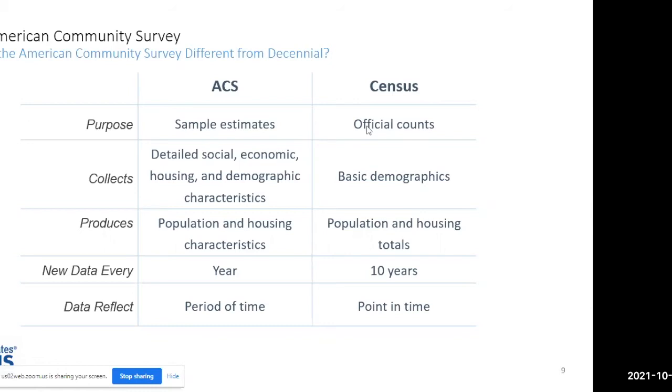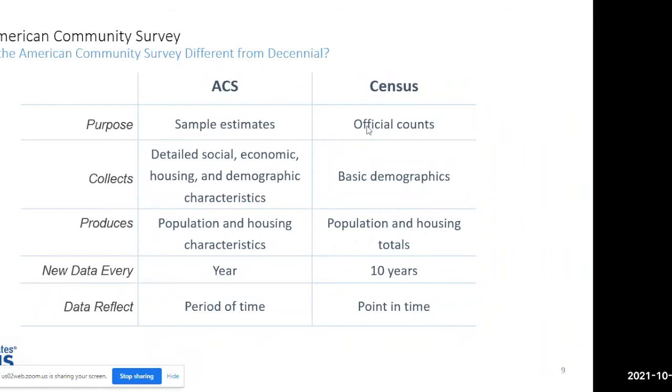The American Community Survey collects all that detailed information, social information, economic information, for example, median household income, education, questions and data about education, more detailed questions about housing, like the age of the housing and the number of rooms and the housing value and the demographic characteristics. But the census, as we saw, was only left with those basic demographic questions. The American Community Survey gives us these characteristics of the population, but the census is more interested in the population and housing totals. And as I mentioned, the ACS gives us data annually, where the census is only every 10 years.